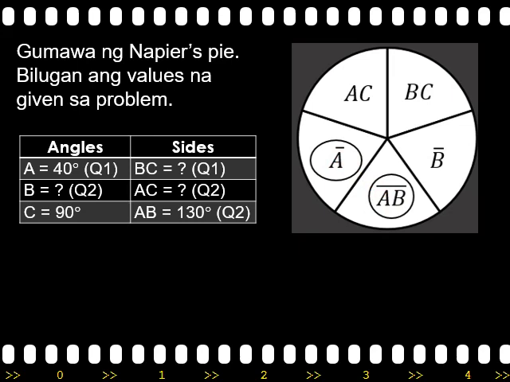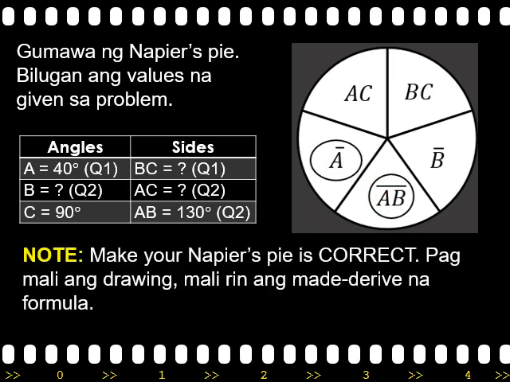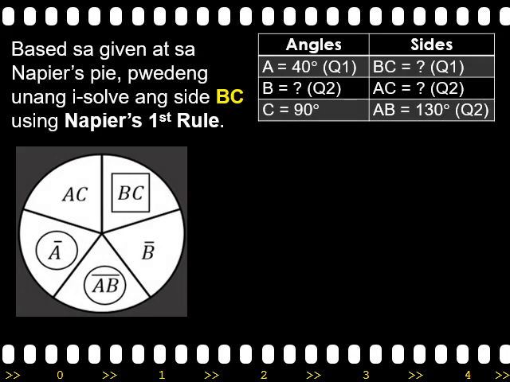Okay, what we can solve first here is BC. Again, we have to make sure that the Napier's pie is correct, because if the drawing is wrong, the derived formula will be wrong. So, as I mentioned earlier, the first thing we will solve is side BC. Let's do this using Napier's first rule. Since they are opposite sides, BC can be our middle part.